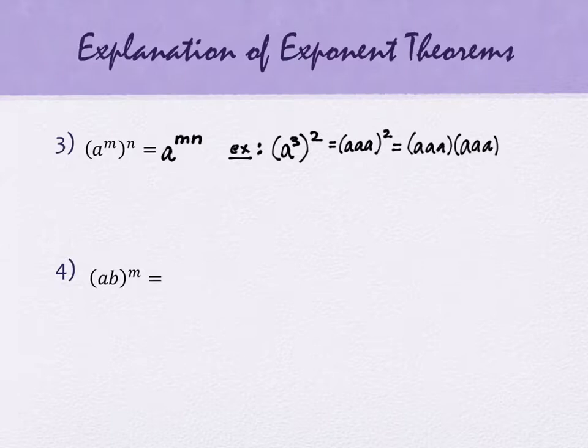Okay, how many a's is that? 6. There are 6 a's there. And how do I get to 6 from a 3 and a 2? 2 times 3, I multiply. Indeed, I do.